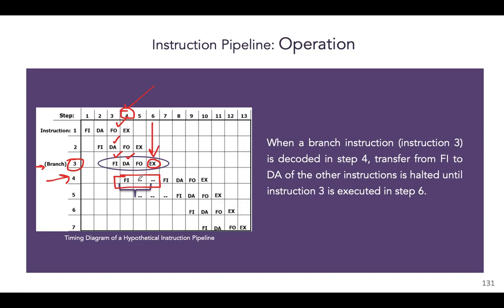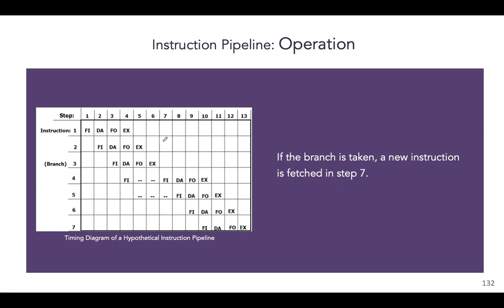So these dashes indicate halts. These indicate halts in your instruction pipeline. Halts are times when nothing is happening within a segment. So during step 5 and step 6, nothing is happening in this segment, nothing is happening in this segment, right?